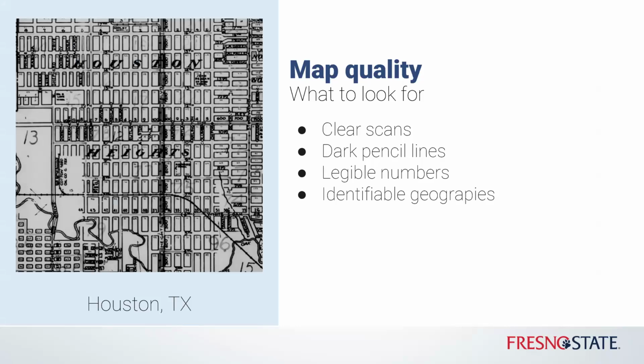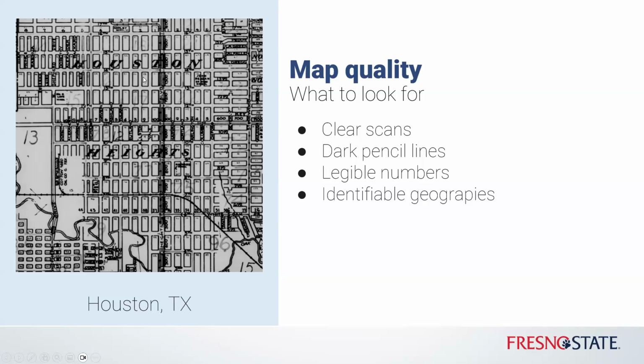So let's talk about map quality. This is an example of what a good map would look like. At first you may not be super clear on what it is you're looking at here. This is a neighborhood in Houston, Texas, and here are some of the features that make this a good map. One is that the scan is pretty clear. By that, what we mean is you can clearly see those block boundaries. This is just an image on a PowerPoint slide, but if we were to have this full image blown up on our screen in high definition, you would be able to read those block numbers.